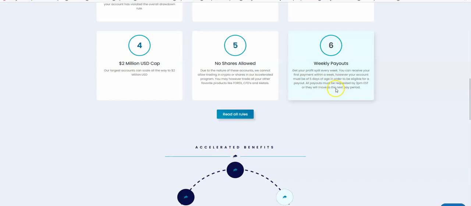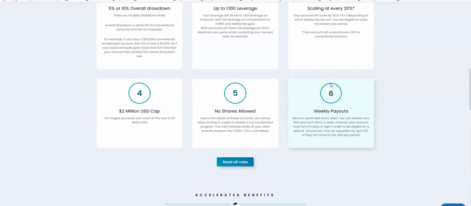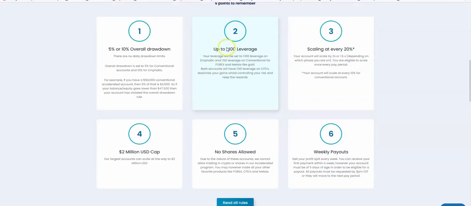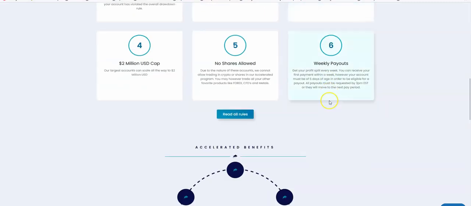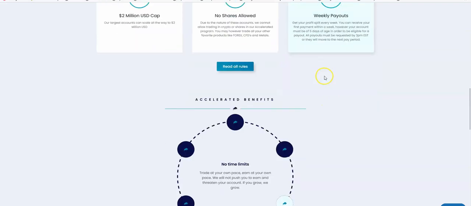Remember, on the other one, which is the rapid one, it's every 2 weeks. The challenge one is every two weeks, bi-weekly, right? But this one is weekly, and you can receive your first payment within a week. However, your account must be of 5 days trading age. That means you must have 5 days of trading to be able to get a payout for the next week.